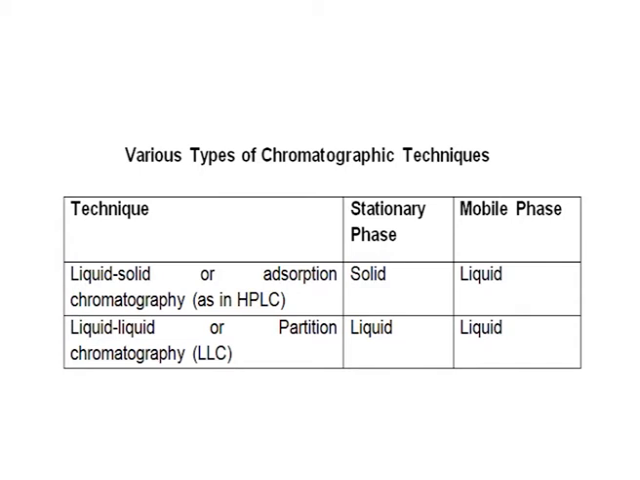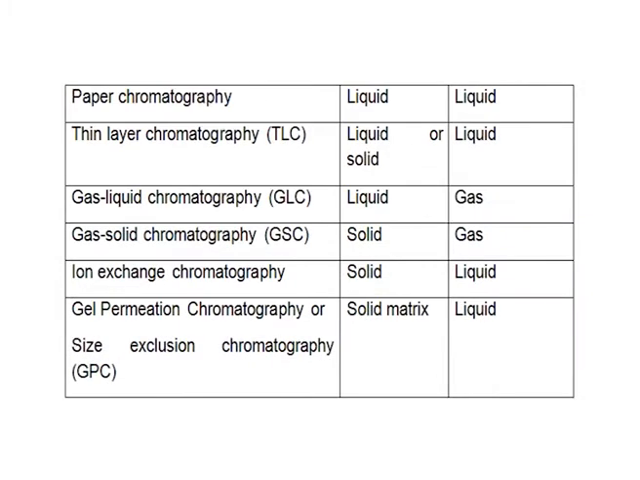Liquid-liquid or partition chromatography, that is LLC, where the stationary phase is liquid and the mobile phase is also liquid. Paper chromatography: liquid-liquid. Thin layer chromatography: liquid or solid, then liquid. Gas liquid chromatography, GLC: liquid, gas. Gas solid chromatography, GSC: solid, gas. Ion exchange chromatography: solid, liquid. Gel permeation chromatography or size exclusion chromatography, that is GPC: solid matrix, liquid.